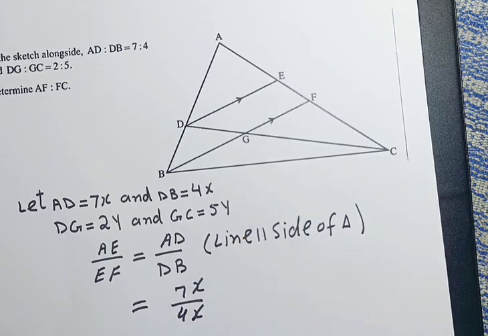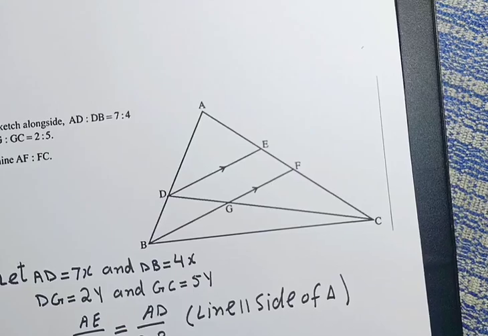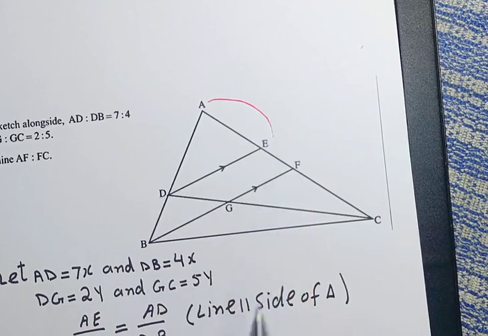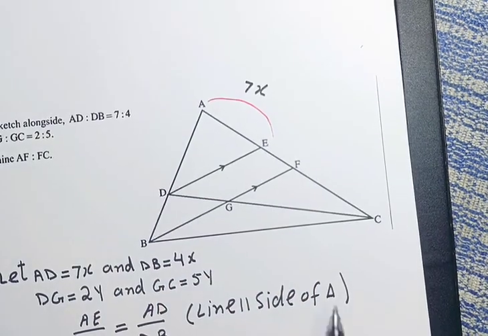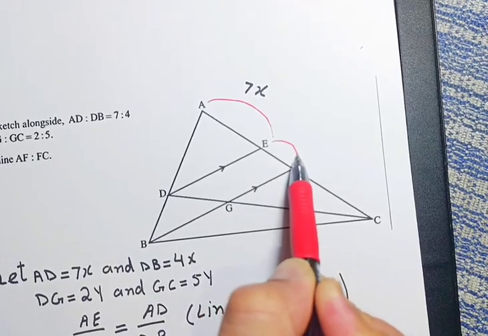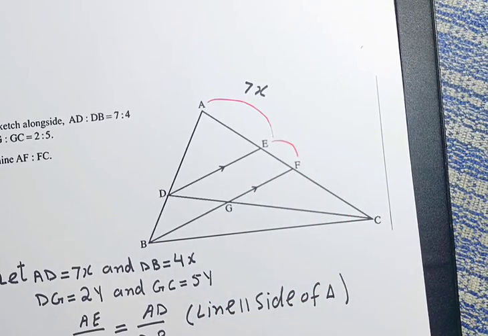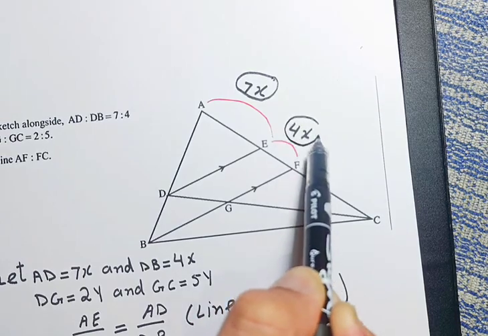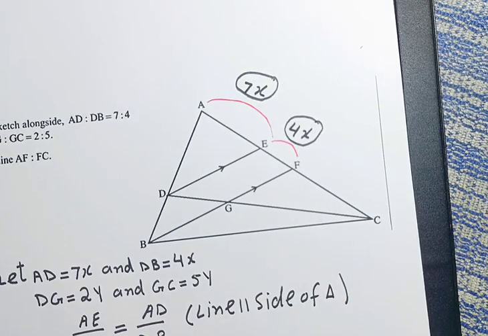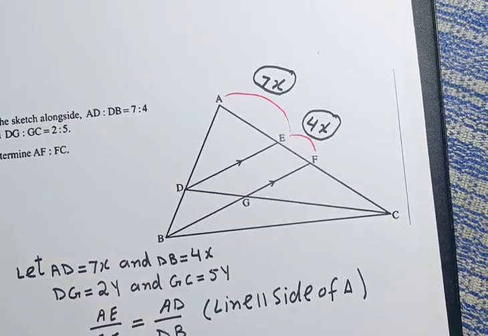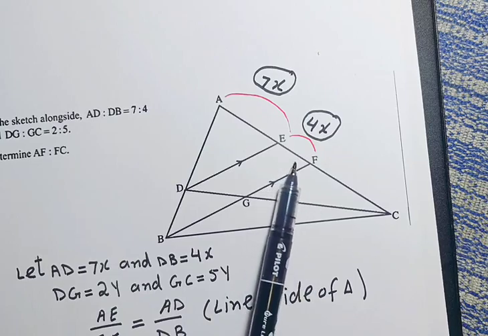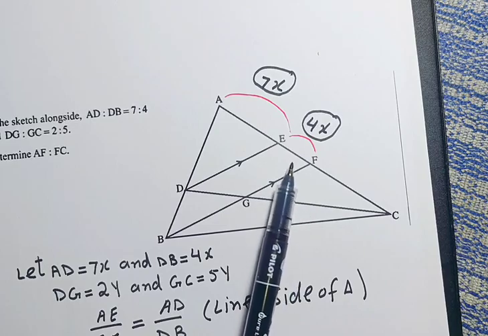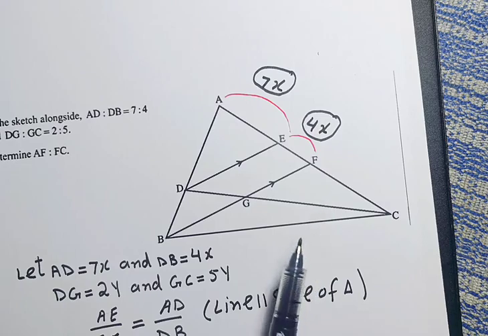Now I'm going to write on the sketch as well. So A to E is 7x and E to F is 4x. So remember, 7x and 4x. Now remember we also need to complete the other side. We need to see how to complete the rest of the side. So have a look here.